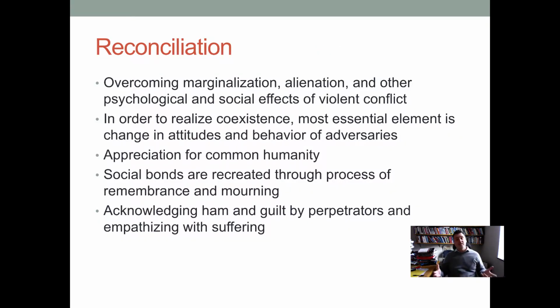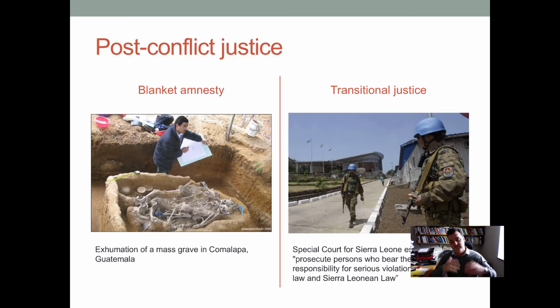Now again, and lastly, we're looking at reconciliation. You need to overcome marginalization, alienation, and other psychological and social effects of violent conflict. And that is a very, very difficult thing to do. After violent conflict, you need to accept the mutual humanity of your opponent. Different forms are being employed in order to do that. In particular, we're looking at post-conflict justice, where you have blanket amnesty or you have transitional justice. Blanket amnesty, of course, has a lot of problems.